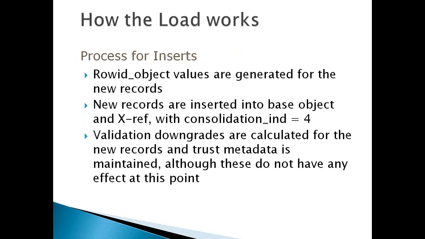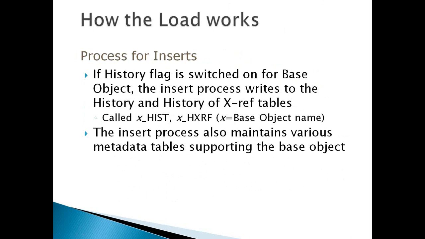And similarly, validation downgrades. This we also saw: whenever we run the load process, MDM calculates the validation rule and puts the results into the VCT and VXR tables, which are used at a later point in time whenever we are going to merge or update the records. And similarly, if history is switched on for the base object, then again it writes the data into the HIST and HXREF tables.